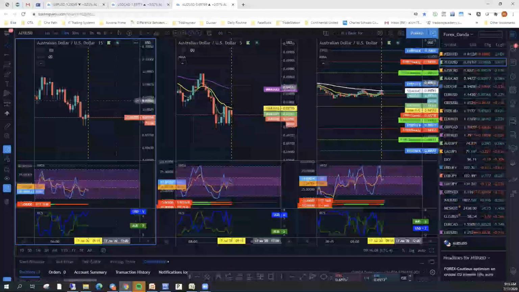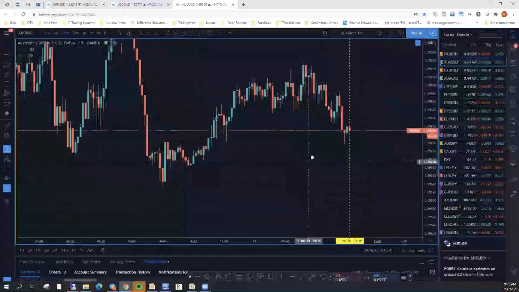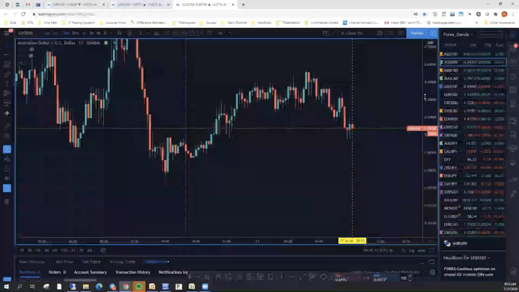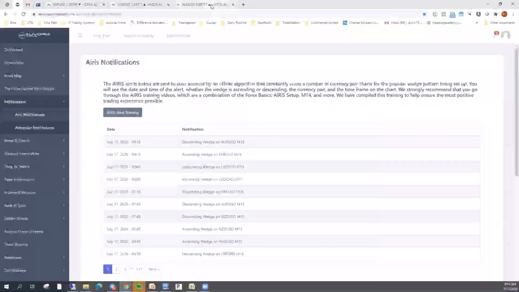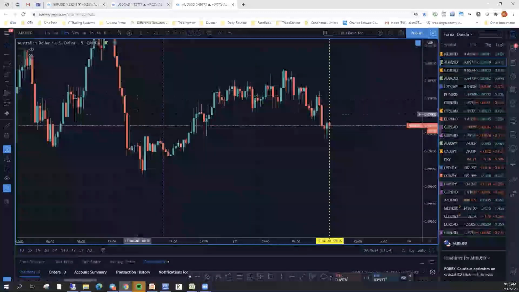I'll start with my 15-minute chart with a blank chart. Bring it all the way over here so we can have a good look at it. And it was, I keep forgetting, descending? Descending, yep. God, my memory, I have a great memory, just not very long sometimes.